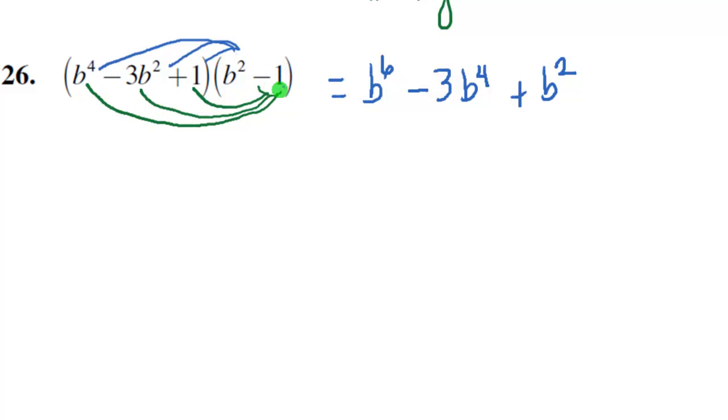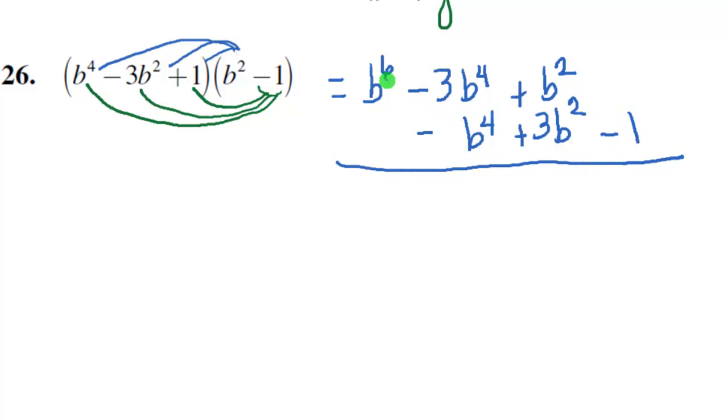Then I have negative 1 times b to the fourth, which is a negative b to the fourth. So I'm lining up, that's just a personal choice, to line up the like terms in columns. And then I have a negative 1 times a negative 3b squared, which gives me a positive 3b squared. So I'm going to line that up with the other b squared. And then a negative 1 times the 1 is a negative 1. And then I'm going to add in columns.